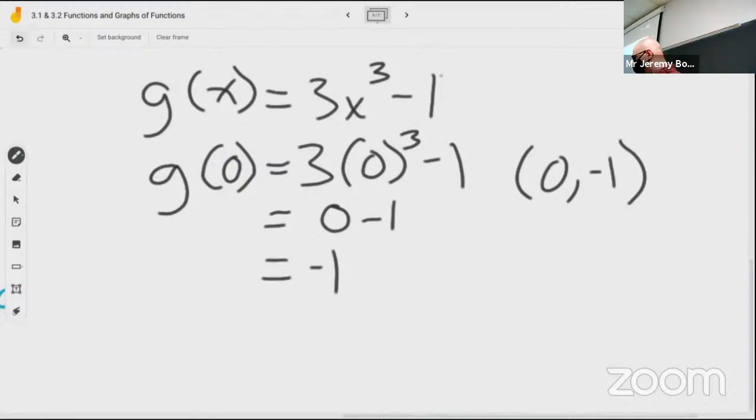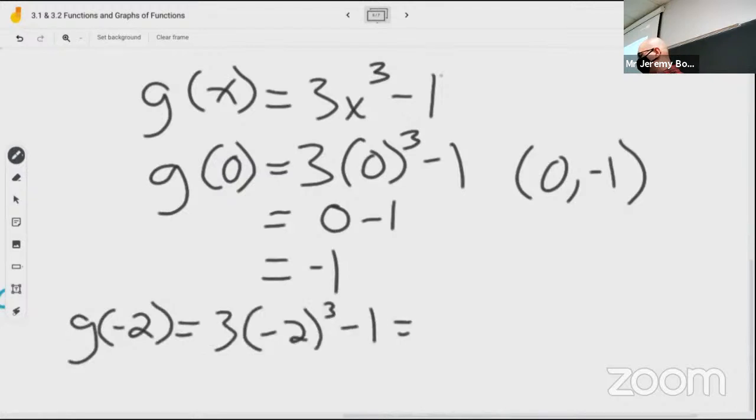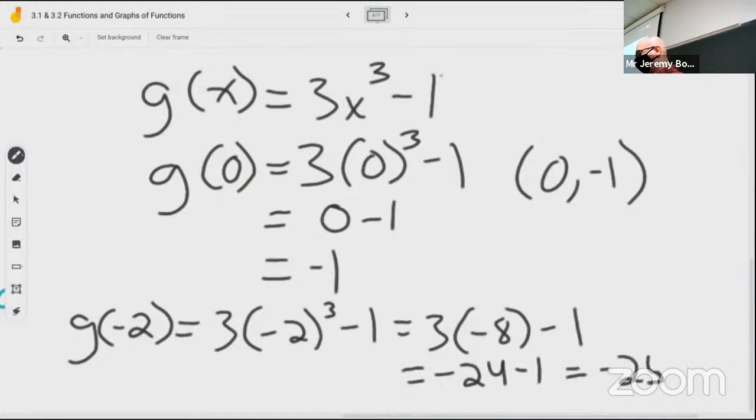We could do something a little bit more advanced. We could say, what about g of negative 2? That gives me 3 times negative 2 to the third minus 1, which would be 3 times negative 8 minus 1, which would be negative 24 minus 1, which is negative 25. And so you'd have the ordered pair negative 2, negative 25. You just plug it in wherever the variable is, and that'll get you what the resulting value is, the y value. You want to think about it in x and y.